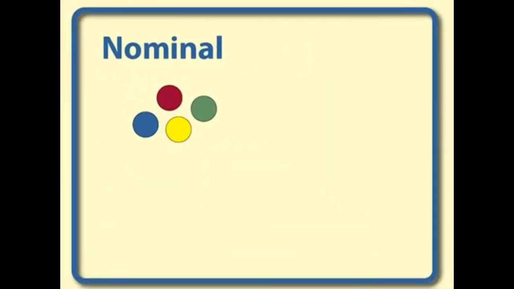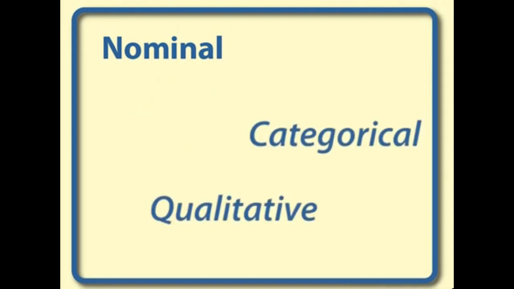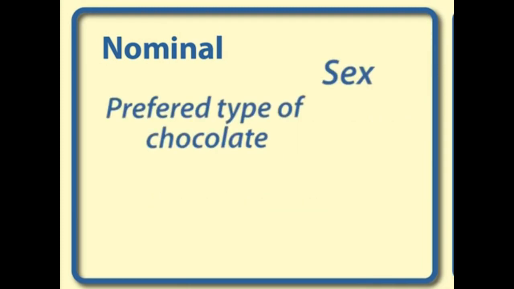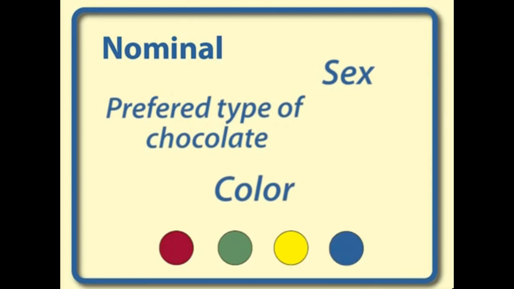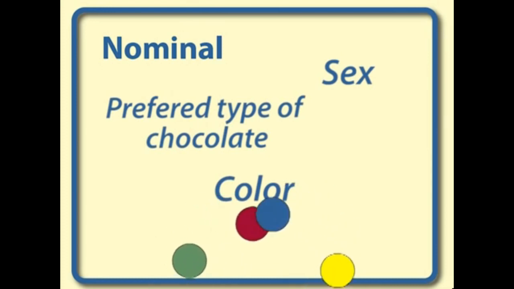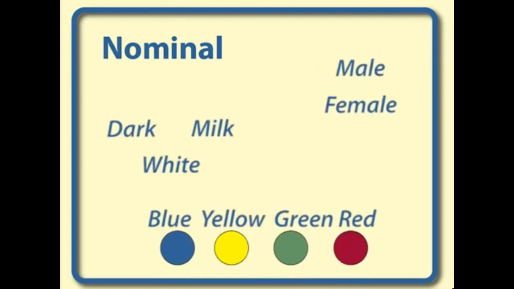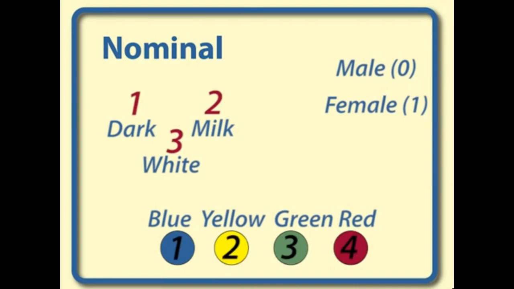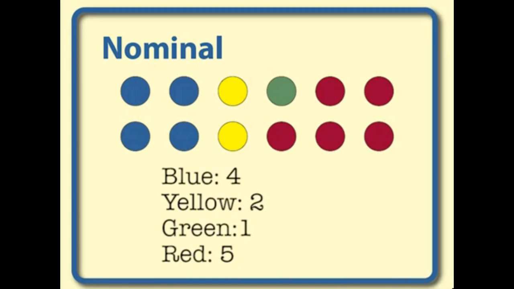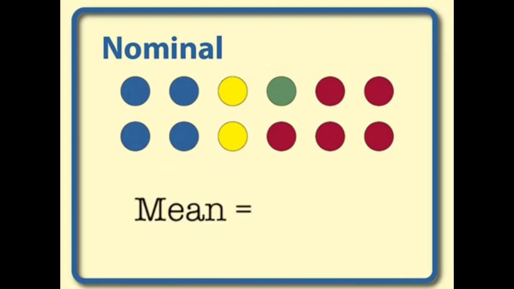The nominal level is the most basic level of measurement. Nominal is also known as categorical or qualitative. Examples of nominal variables are sex, preferred type of chocolate, and colour. These are descriptions or labels with no sense of order. Nominal values can be stored as a word or text or given a numerical code. However, the numbers do not imply order. To summarize nominal data, we use a frequency or percentage. You cannot calculate a mean or average value for nominal data.